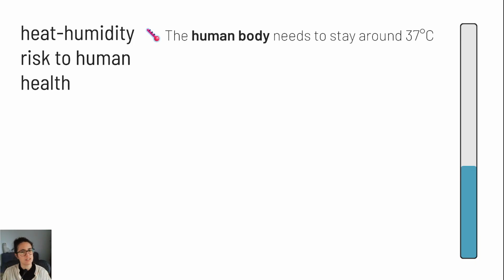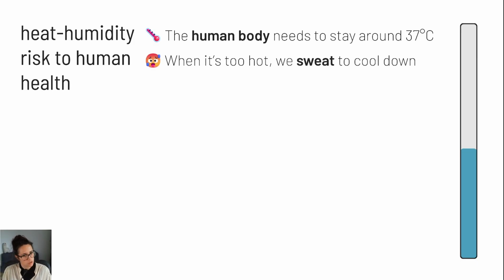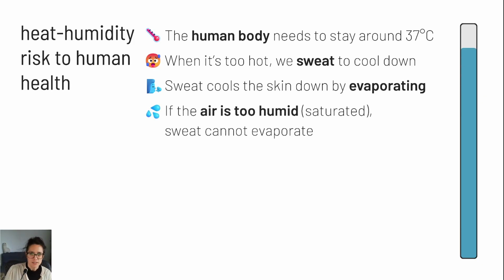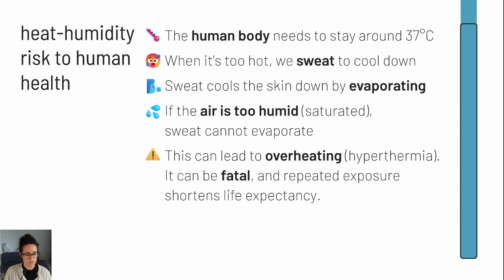To understand what heat humidity risk is, you need to know that the human body needs to stay at 37 Celsius degrees. When it's too hot, we sweat to cool down. And the way that it works is that sweat evaporates into the air, thus cooling down the skin. But if the air is too humid, sweat cannot evaporate, so you cannot cool down. So you can overheat, and this is very dangerous. You could die from it.